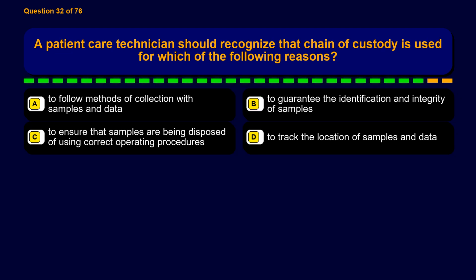Question 32. A patient care technician should recognize that chain of custody is used for which of the following reasons? Option A. To follow methods of collection with samples and data. Option B. To guarantee the identification and integrity of samples. Option C. To ensure that samples are being disposed of using correct operating procedures. Option D. To track the location of samples and data.